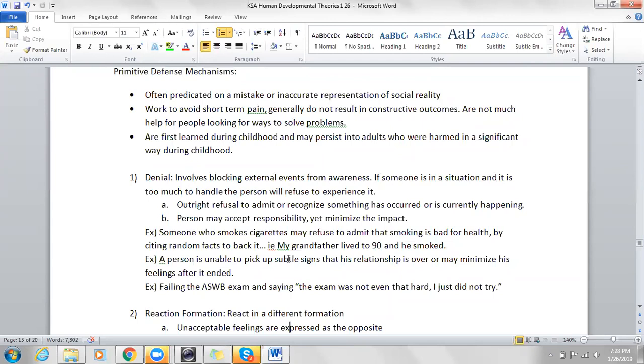Someone who smokes cigarettes may refuse to admit that smoking is bad for health by citing a range of facts to back it, i.e., my grandfather lived to 90 and he smoked every single day. Example number 2. A person is unable to pick up subtle signs that his relationship is over and may minimize his feelings after it is ended, citing, "Wow, this is kind of dumb. I didn't even care about this person anyhow. I'm just going to do me." Which then leads us to the 3rd example, failing the ASWB exam and saying the exam was not even that hard. I just did not even try. I didn't even want to be licensed at this moment.